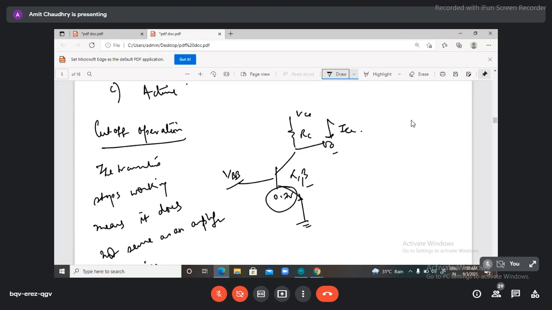Sir, VBE less than 0.7 volt. VBE less than 0.7 volt. Okay. Now, if we do it, what will happen? Sir, BE की biasing नहीं होगी. Okay. V0 not equal to VCC.